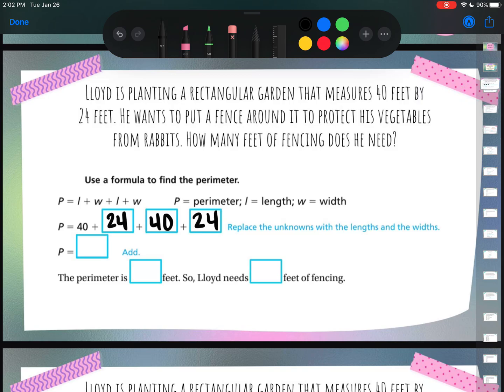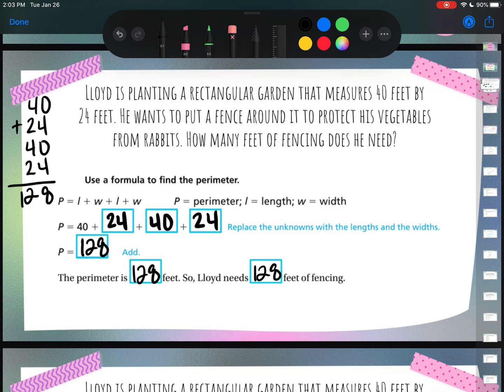And now I can just add them all up to figure out what the perimeter is going to be. So we can just do 40 plus 24 plus 40 plus 24. Well, 0 plus 4 plus 0 plus 4 is 8. 4 plus 2 is 6. Plus 4 is 10. Plus 2 is 12. End up with 128. So that means that his perimeter for his garden is 128 feet. So Lloyd will need 128 feet of fencing to make sure that it is completely fenced in.